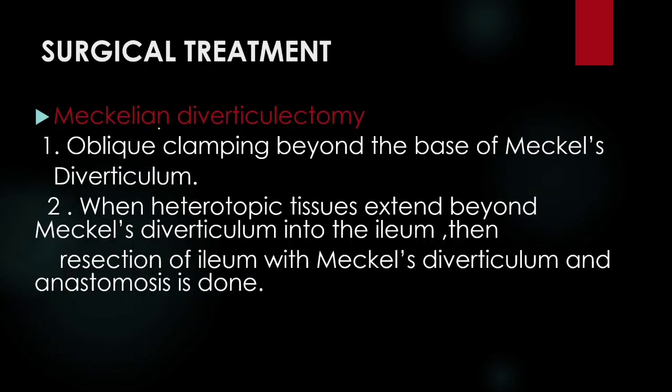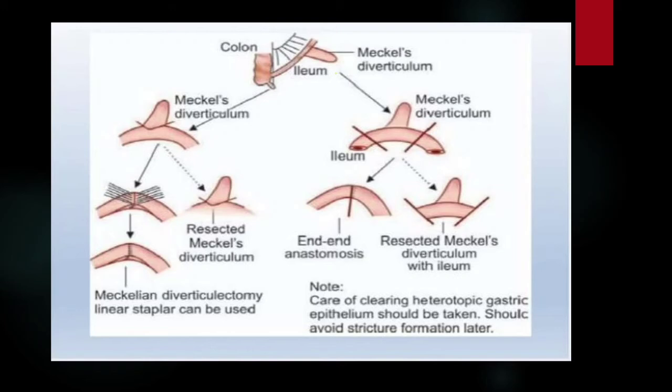One of the surgeries is Meckellian diverticulectomy. In this, we will do oblique clamping beyond the base of Meckel's diverticulum. When heterotopic tissues extend beyond the Meckel's diverticulum into the ileum, then we need to do resection of the ileum with Meckel's diverticulum and then anastomosis. This is a picture showing Meckellian diverticulectomy. In this first diagram, we'll resect this diverticulum, then we'll suture it. In second diagram, it is involving ileum, so we need to resect the ileum and we'll do end-to-end anastomosis.